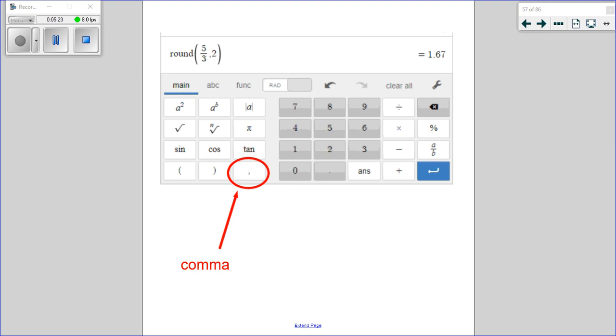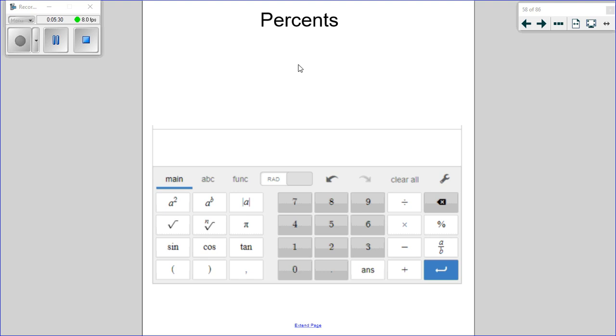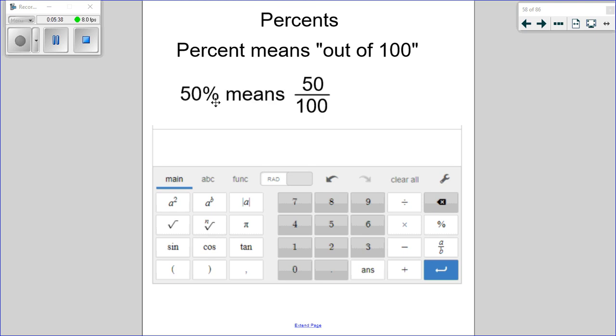Percents are very easy to change into decimals. Percent means out of 100. So 50% means 50 out of 100. Now we have a fraction. We do the division on Desmos, we get 0.5. 50% equals 0.5.